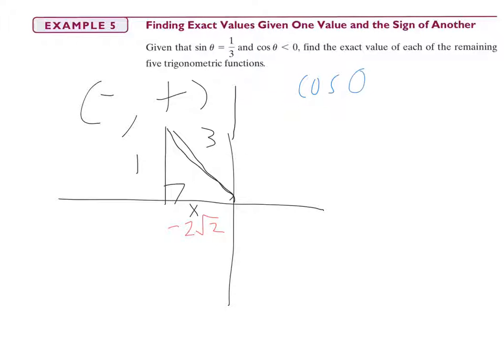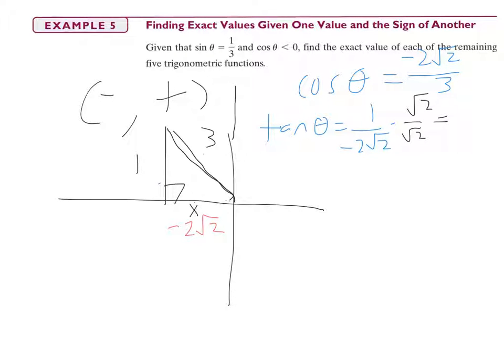So cosine, and remember, is equal to x over r, adjacent over hypotenuse, so it's negative 2 square roots of 2 over 3. Tangent is just y over x, so 1 over negative 2 square roots of 2. But we don't like having a radical on the denominator, so multiply by square root of 2 over square root of 2. So that's equal to just square root of 2 on top, and then negative. The square root of 2 times square root of 2 is just 2 times negative 2 would be negative 4. So you could rewrite tangent as just negative square root of 2 over 4.